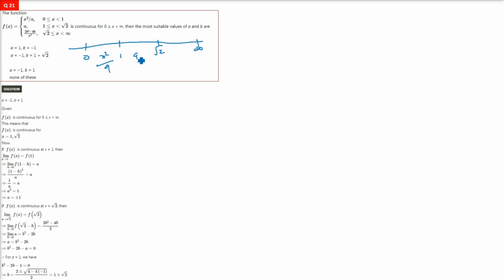And then the most suitable values of a and b are... So we have to find out the left hand limit and right hand limit at 1, and LHL and RHL at root 2. We will equate them and we will get the values of a and b. So let us start with x equals 1 first, then we will talk about x equals root 2. Please remember, for the left hand limit at 1, x will be replaced by 1 minus h. For the right hand limit, x equals 1 plus h.